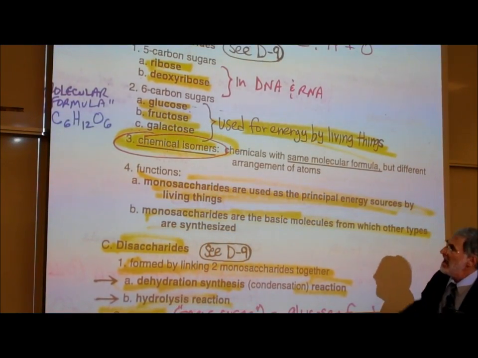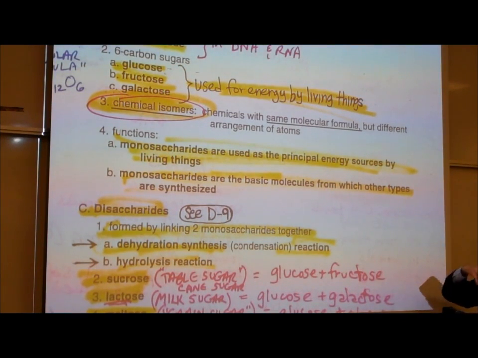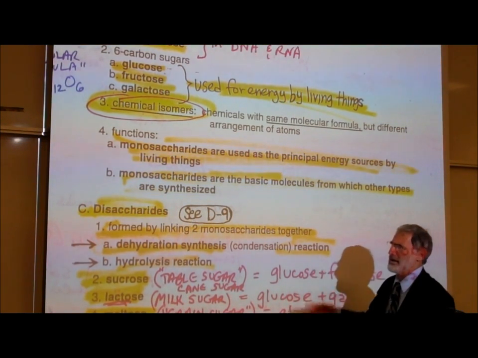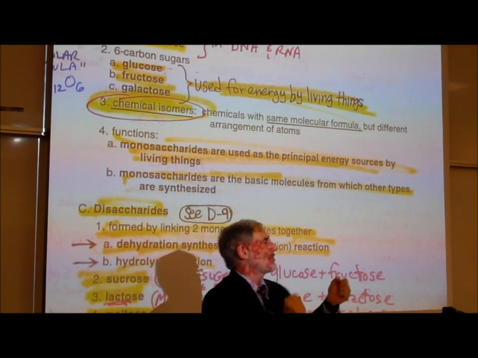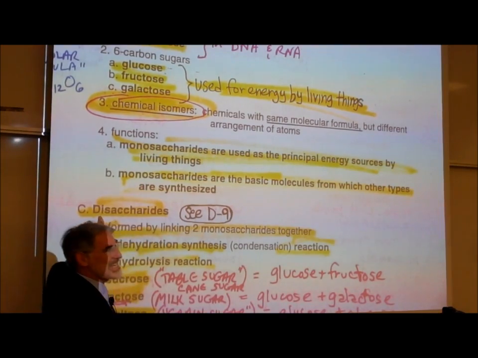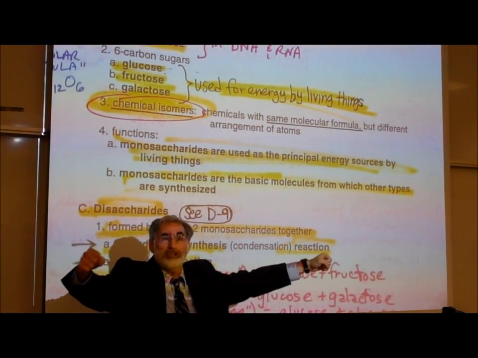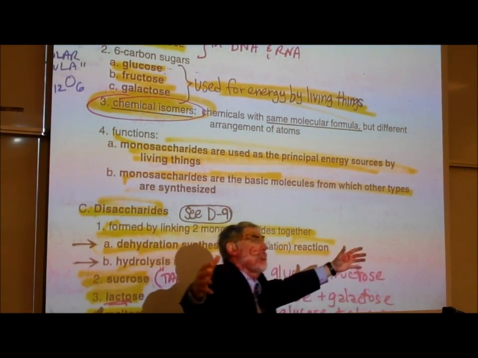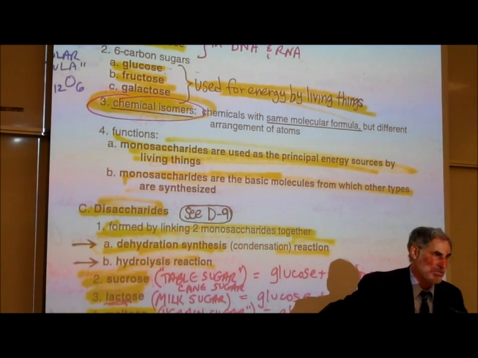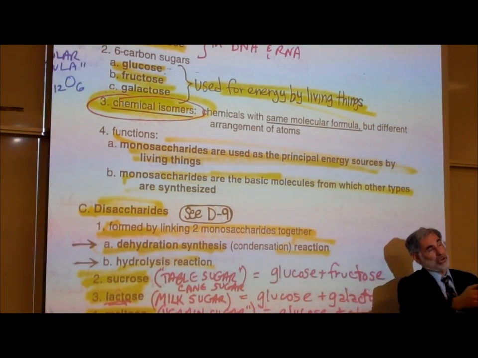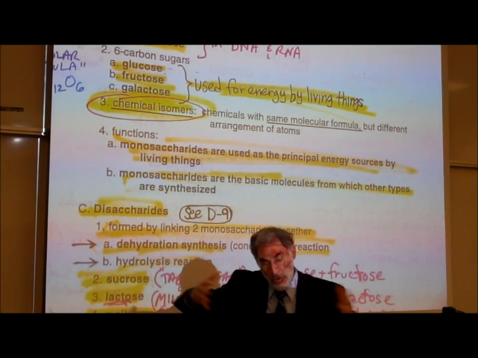Now, these sugars, glucose, fructose, and galactose, are used as the principal energy sources by all living things. And we also wrote that these simple sugars are the basic molecules from which other types are synthesized. And here's what I mean by that. These simple sugars can be joined together to form double sugars or disaccharides. Or we can snap a whole bunch of these simple sugars together and form what are called polysaccharides, complex sugars.